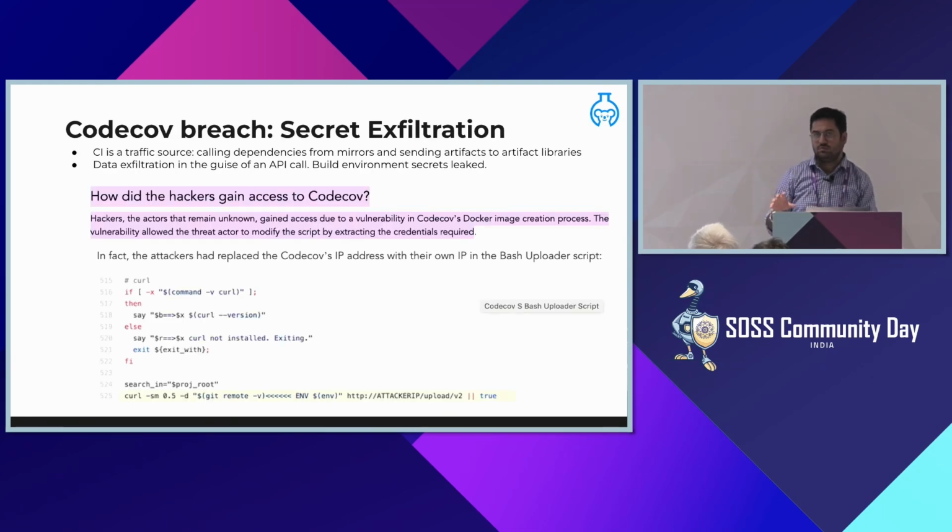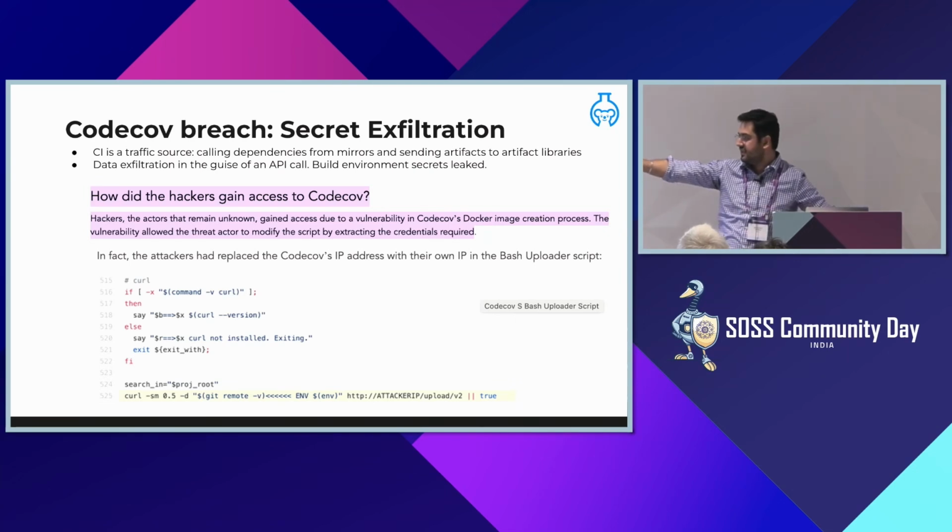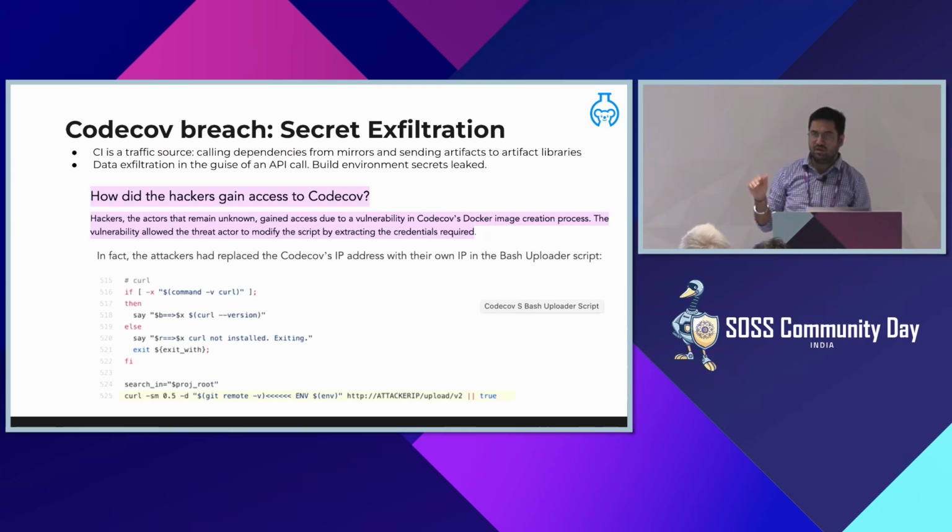Codecov was one such attack where state-sponsored actors were able to change the code in the CI system, and they were able to exfiltrate some of these secrets. As you can see in the last line there, they were able to curl a lot of these environment secrets to their own specific domain or their own specific server, and that's a very important attack vector that they used.